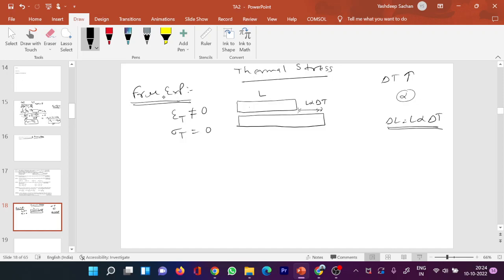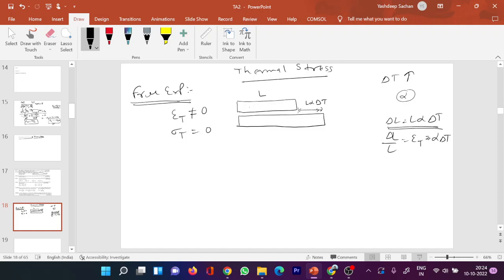So this is there, and same way, how much strain is there? Delta L is L alpha delta T. So strain would be delta L by L, which would be alpha delta T. This much would be the strain, right? Same way we can do for the cooling, correct? Because in cooling it will compress, and that we can easily find. That I am skipping.